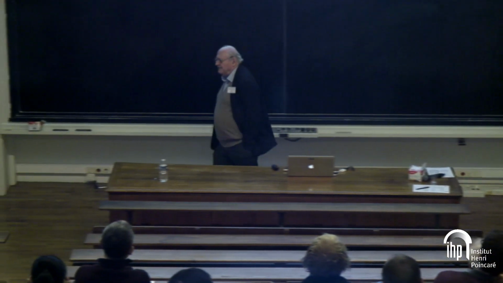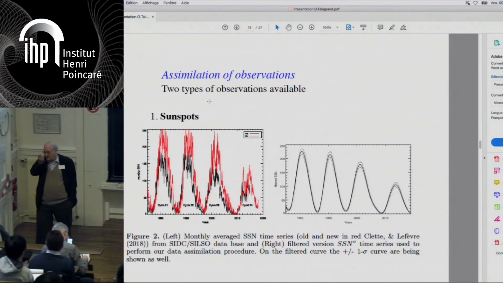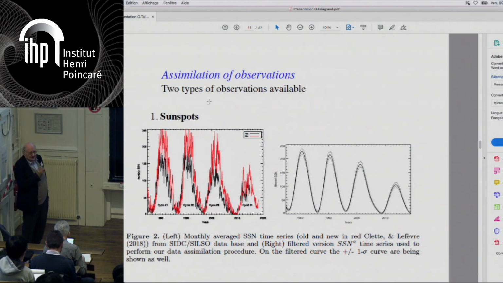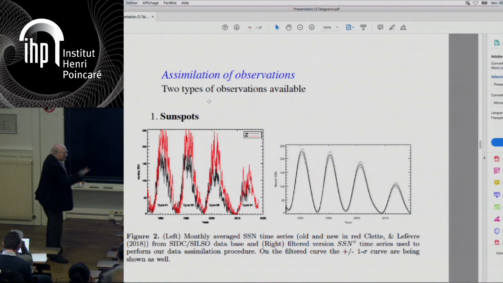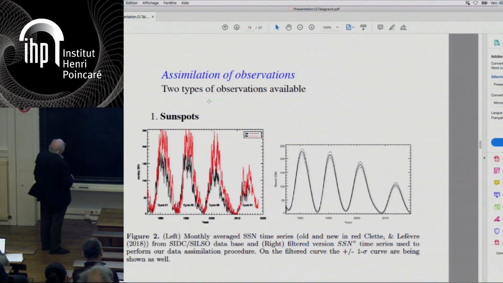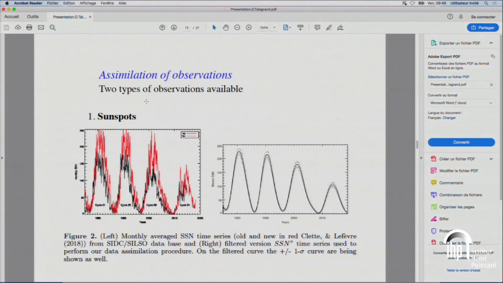So what observations are available? In this context, I spoke about helioseismology, which gives some notion of the structure of the motion in the convective zone, but we don't use them. There are two observations, sunspots. It's monitored and very regularly observed. So on the left, you have the oscillation of the sunspot number for cycles 21, 22, 23, 24, the one which is just finishing, and the number of sunspots in this last cycle has been much less than in the previous ones.